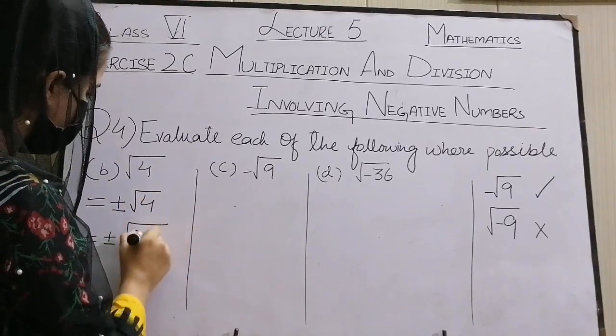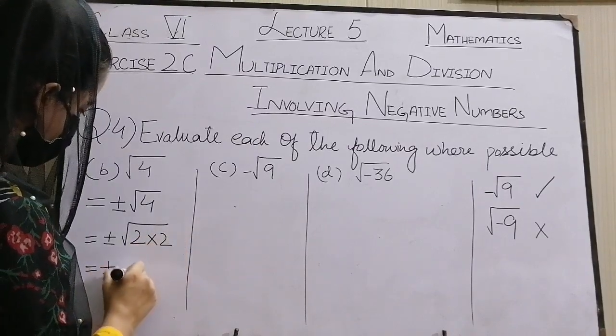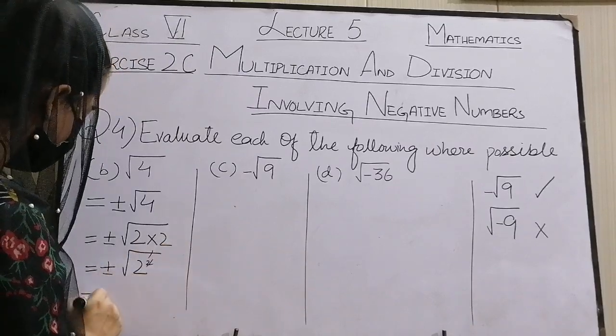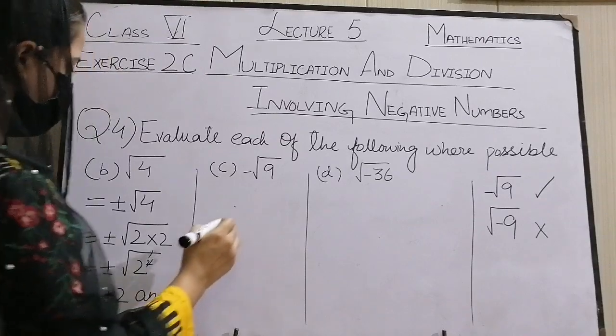Plus minus 2 multiplied by 2. Plus minus 2 square, square and square root are cancelled. So our answer is plus minus 2.